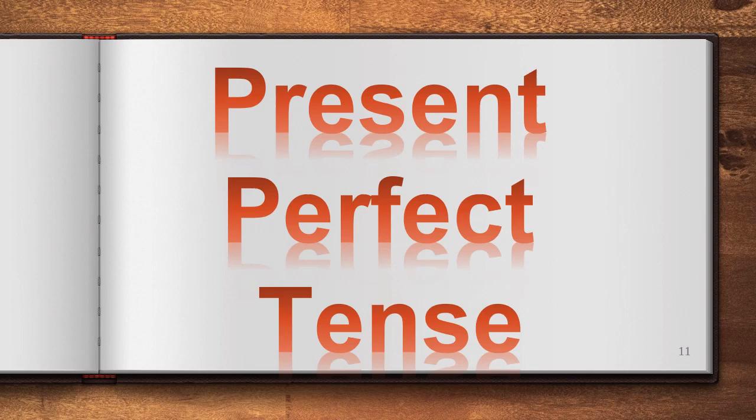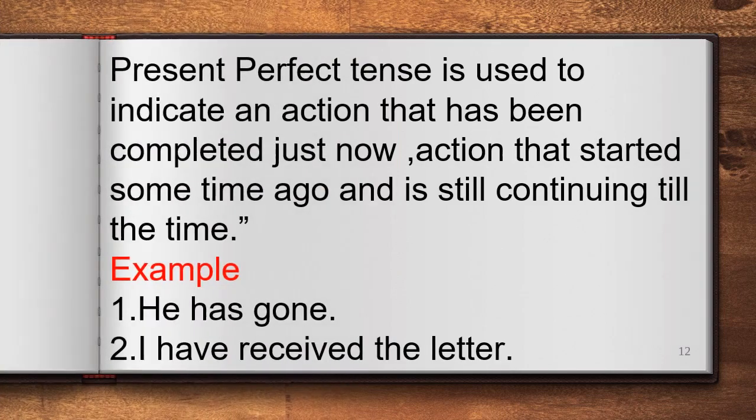The next type is present perfect tense. What do we mean by present perfect tense? Present perfect tense is used to indicate an action that has been completed just now, or an action that started some time ago and is still continuing till the time. For example, he has gone, or we can say I have received the letter.